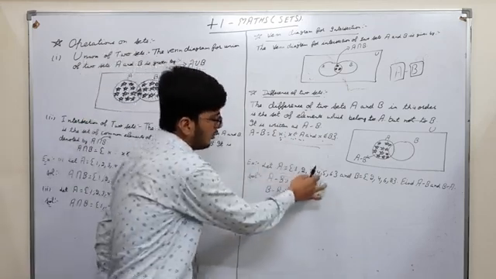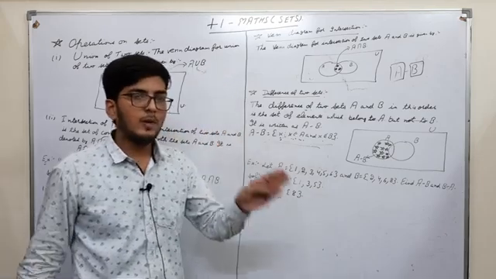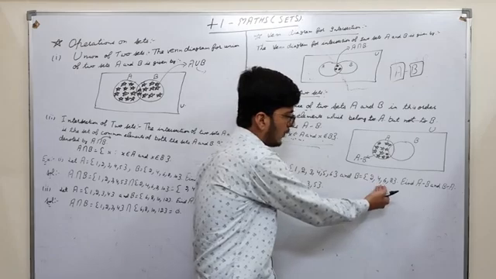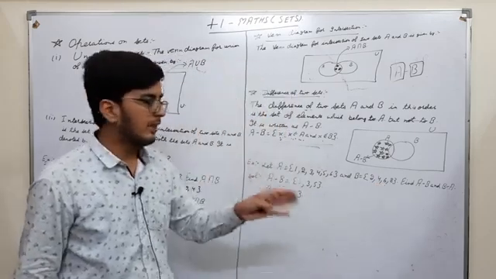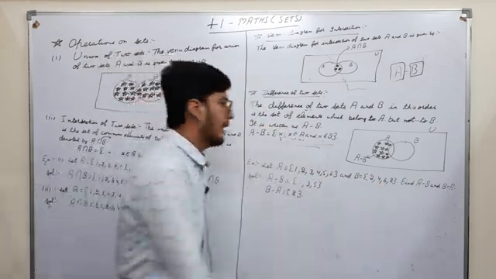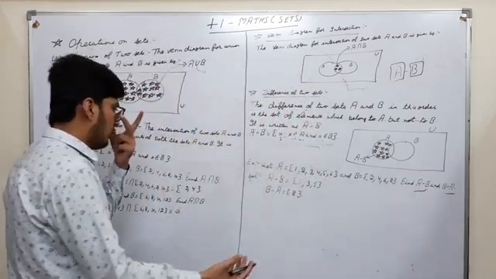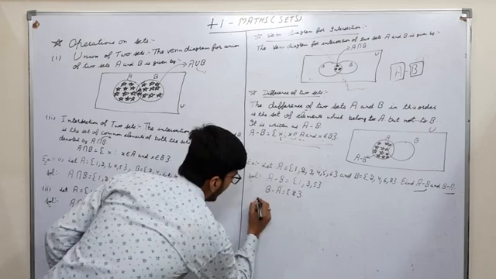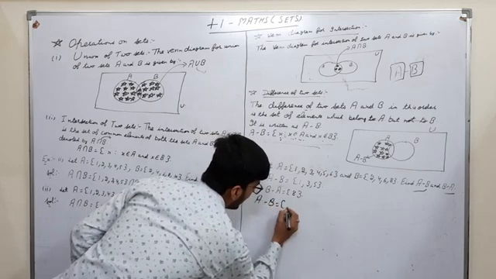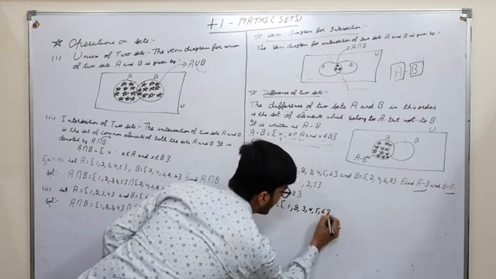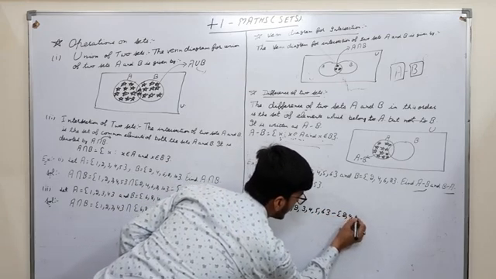A is 1, 2, 3, 4, 5, 6, a set of 6 numbers, the first 6 natural numbers. B is the set 2, 4, 6, 8. Right? These are 4 numbers: 2, 4, 6, 8. They are saying find A minus B and B minus A. Now what we need to do is A minus B. A minus B means 1, 2, 3, 4, 5 and 6 minus 2, 4, 6, 8.